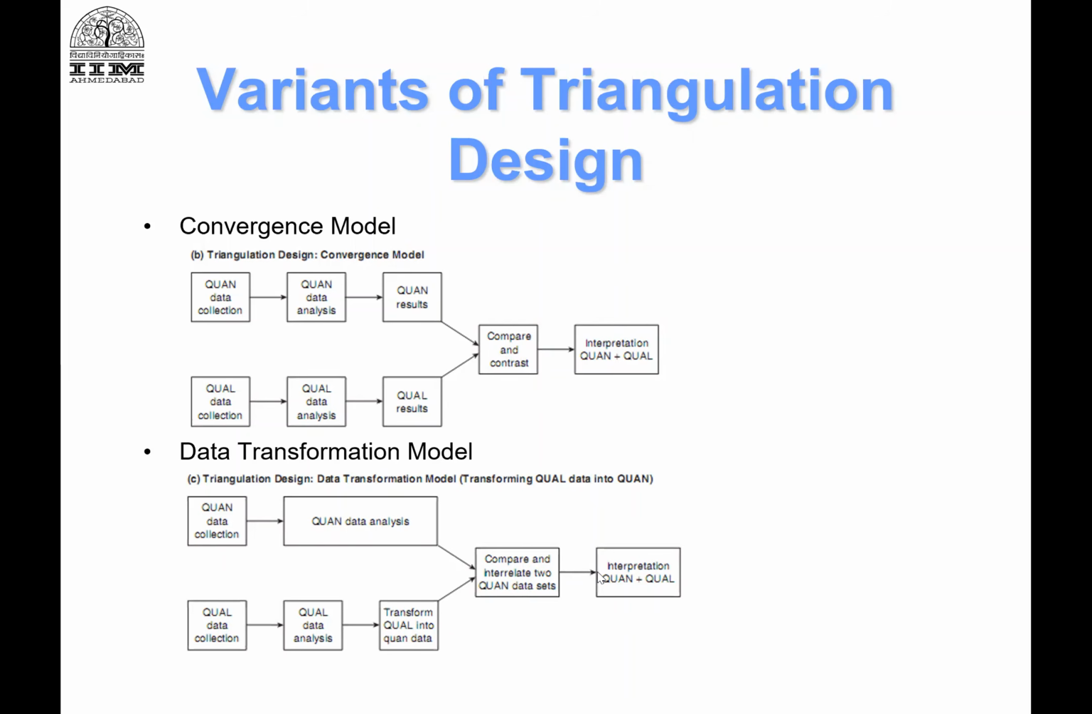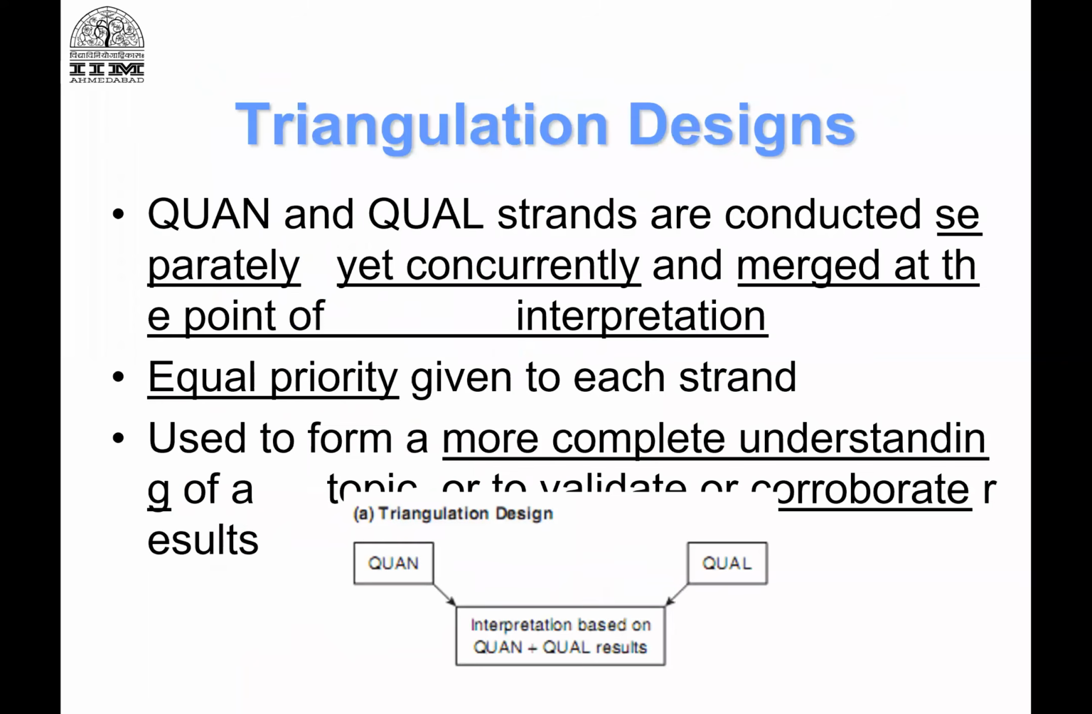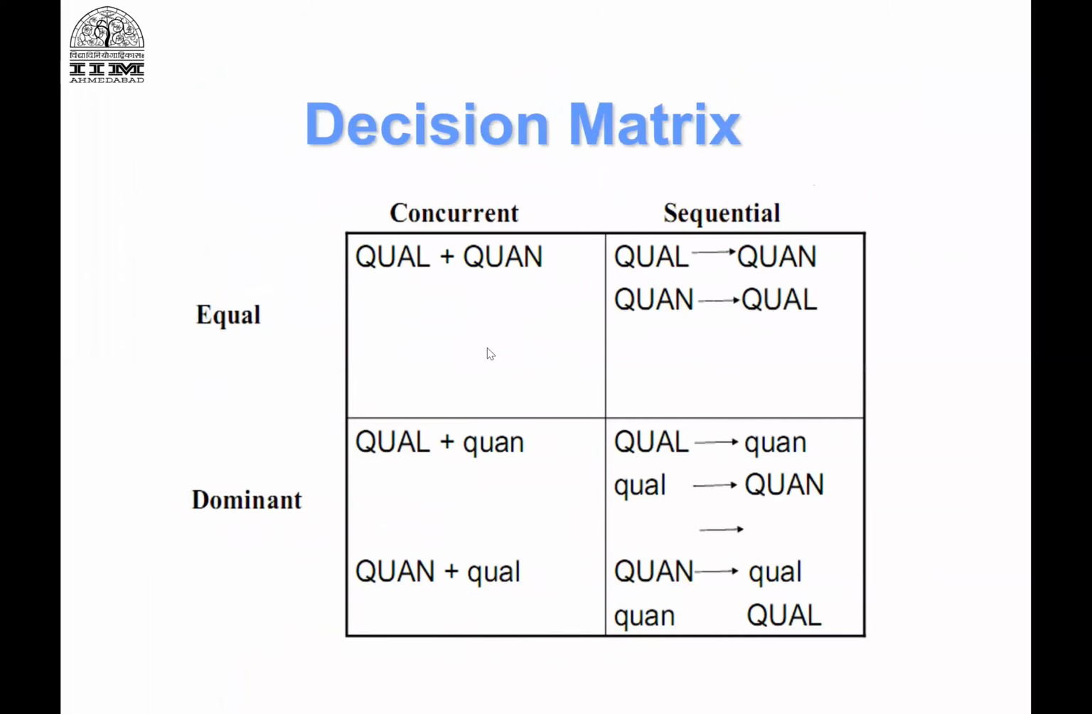Quick question, sir. Yes. So in the decision matrix, the triangulation design will be the first quadrant, right? Yes, yes. Both these will be aspects of triangulation. Pure triangulation will be here, where you are doing it both together, right? Right. So it could be dominant or equal.